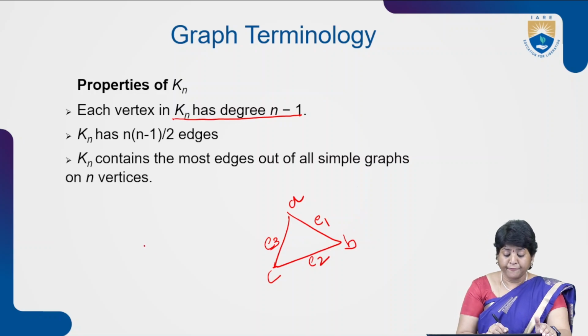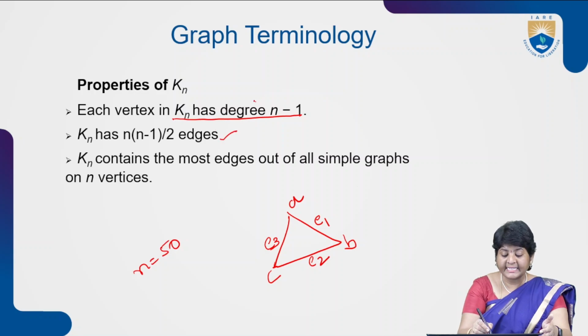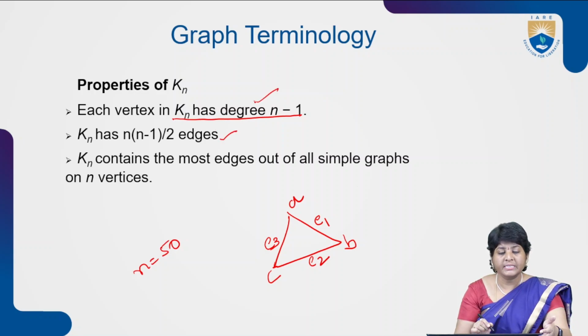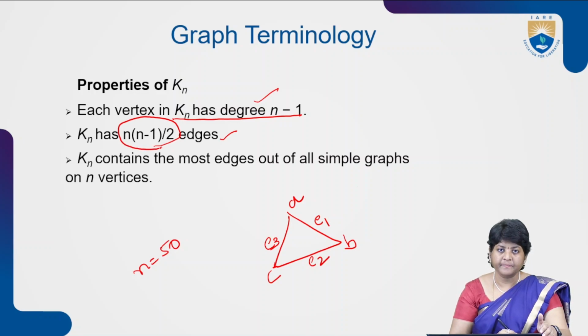But if there are more vertices, say n is equal to 50 vertices, then the edge connections will need to be identified. So here, how many edges are there and what is the degree, we can find out simply by using these 2 formulas. One is, to find out the degree, we will use n minus 1, and to find out the edges, we will use n into n minus 1 by 2. So this is the formula. By using this formula, we will find out the number of edges.